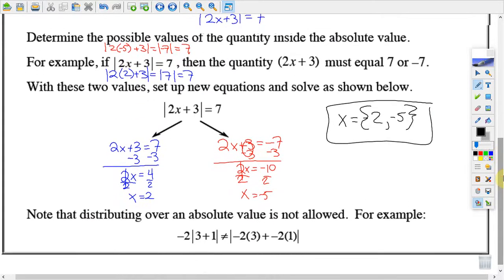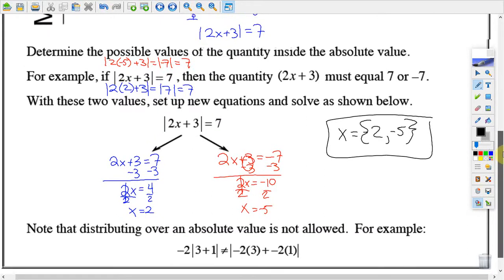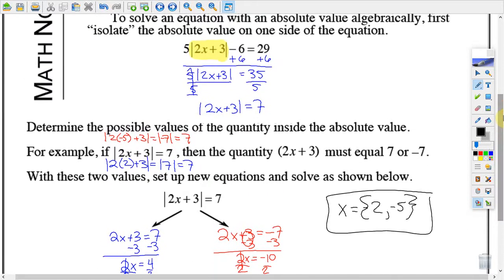And this is just a note down here that reminds you of the thing I said up there, which is you can't distribute across an absolute value bar.